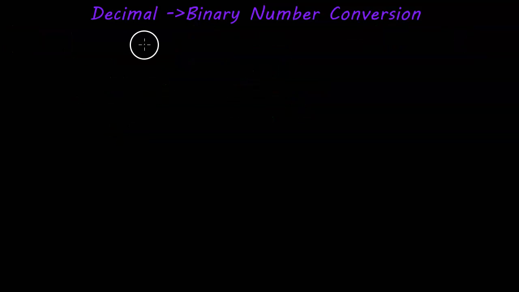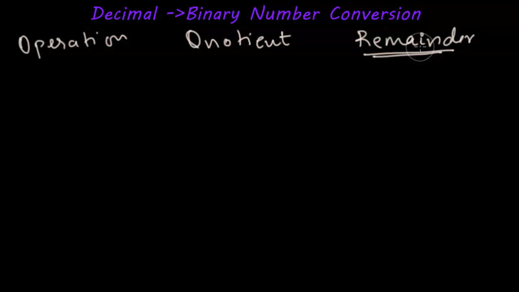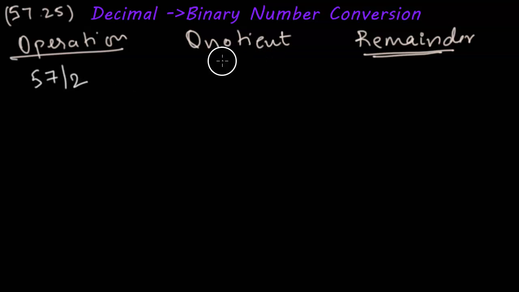Let's understand this further. Let's focus first on the integral part. We have the operation that we're going to perform. We're going to make a note of my quotient and my remainder. The remainder is what is going to be my binary number. So we had 57; we're going to be converting 57.25. So we have my operation 57 divided by 2. Now 57 divided by 2, my quotient is 28, and because it's an odd number, we have a remainder of 1.